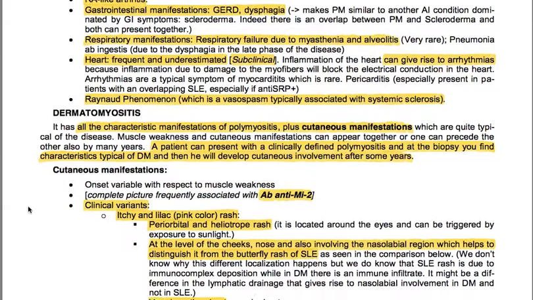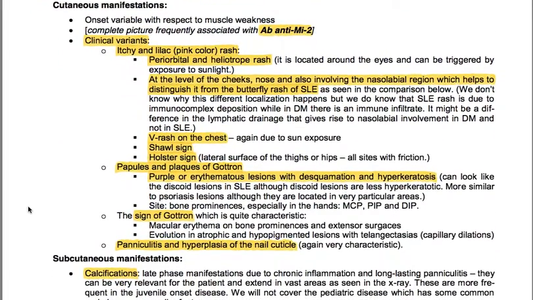Cutaneous manifestations onset can be variable with respect to muscle weakness. The complete picture is frequently associated with anti-Mi-2 antibodies. Clinical variants are an itchy, lilac-pink colored rash.